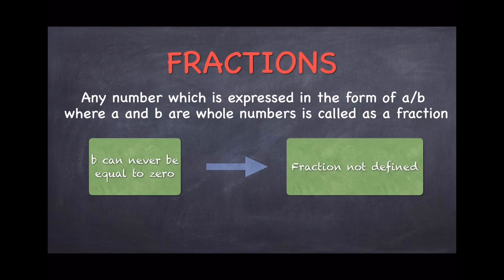Now, you must be wondering why the denominator cannot be 0, right? Basically, the denominator is nothing but the total number of equal parts into which the whole is divided. So, if you cannot divide anything into 0 parts, then you cannot share anything with anyone. Therefore, the denominator of the fraction cannot be 0.